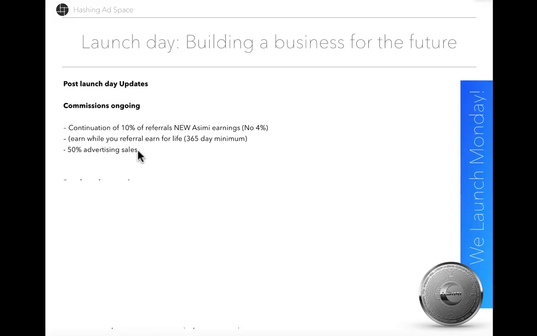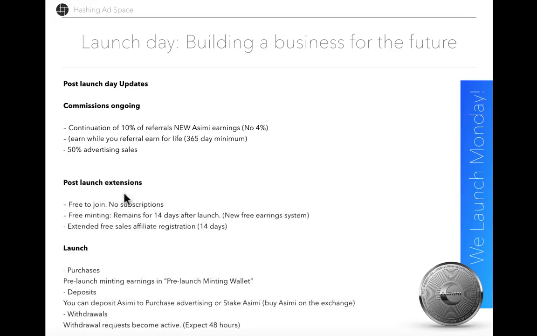50% of advertising sales, that stays exactly the same, so you'll continue to earn 50% of any advertising sale that one of your direct referrals purchases.